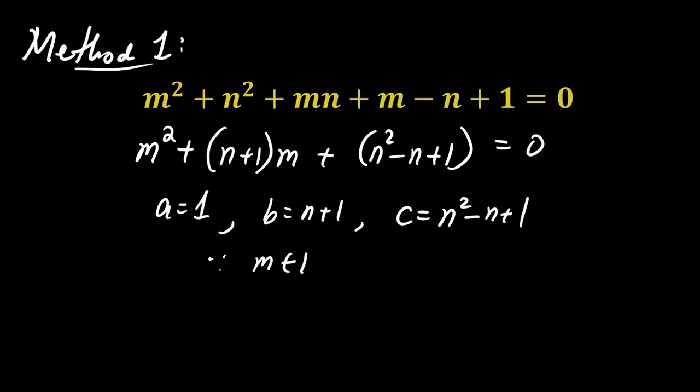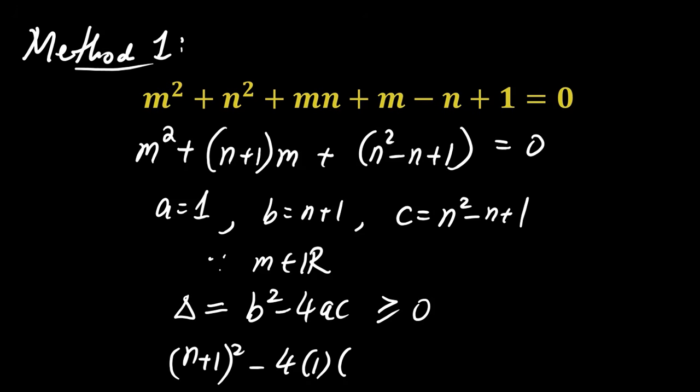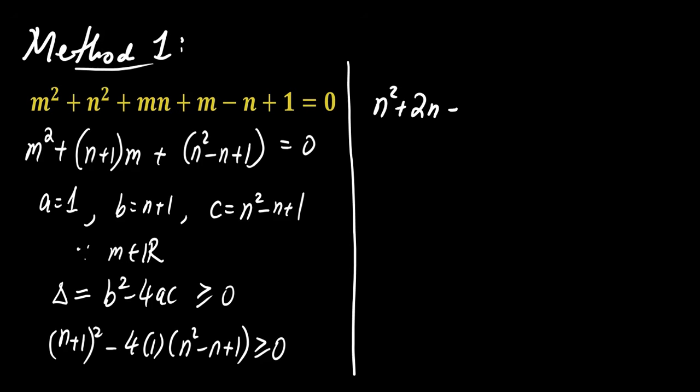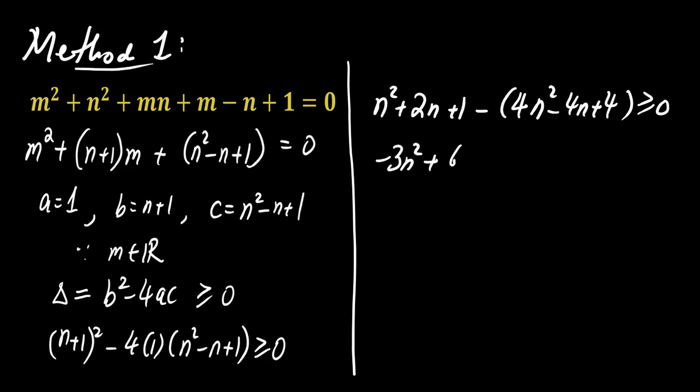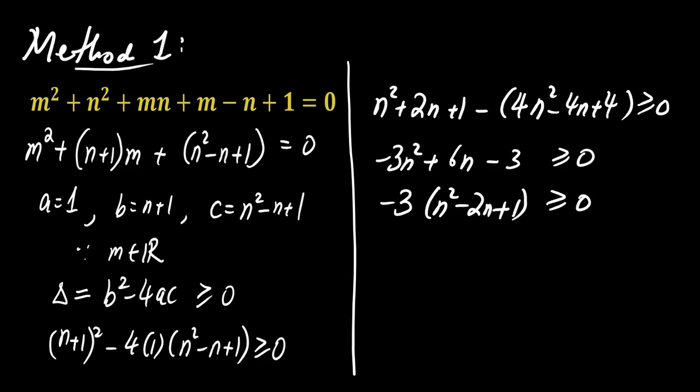Since m is a real number, this quadratic equation has real roots, meaning that the discriminant, b squared minus 4ac, has to be greater than or equal to 0. This means that (n plus 1) squared minus 4(n squared minus n plus 1) is greater than or equal to 0. So negative 3n squared plus 6n minus 3 is greater than or equal to 0. And this is negative n squared plus 2n minus 1 greater than or equal to 0. Negative 3 times (n minus 1) squared is greater than or equal to 0.